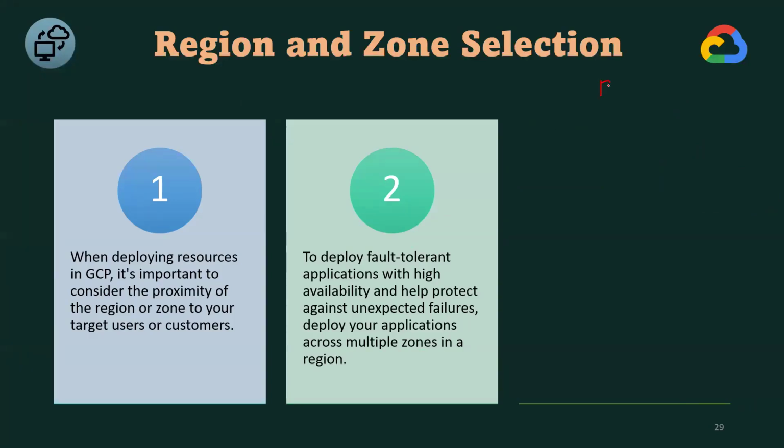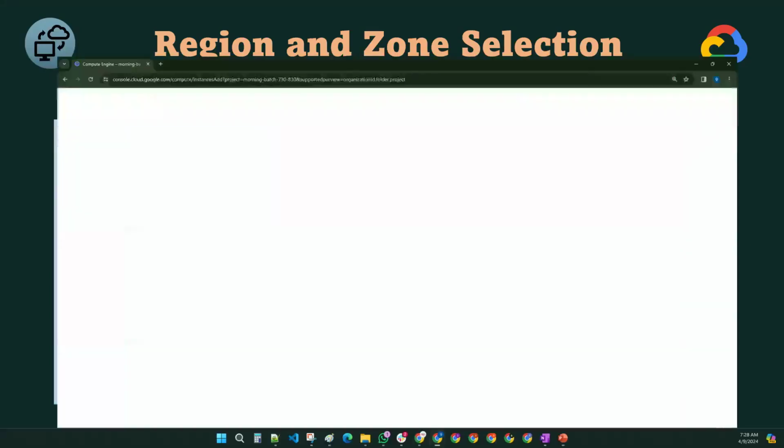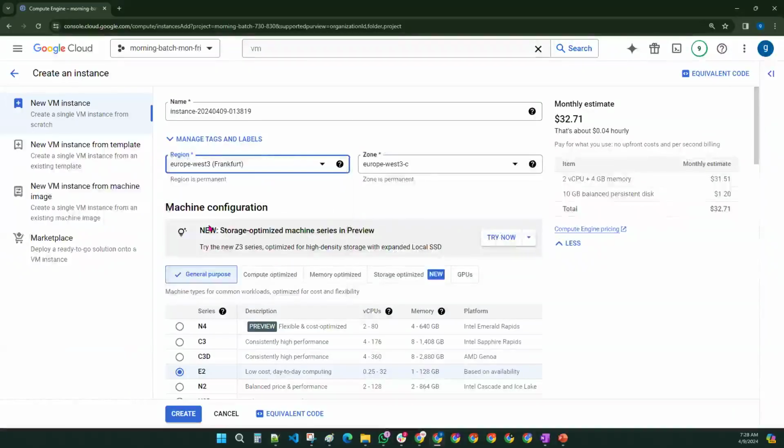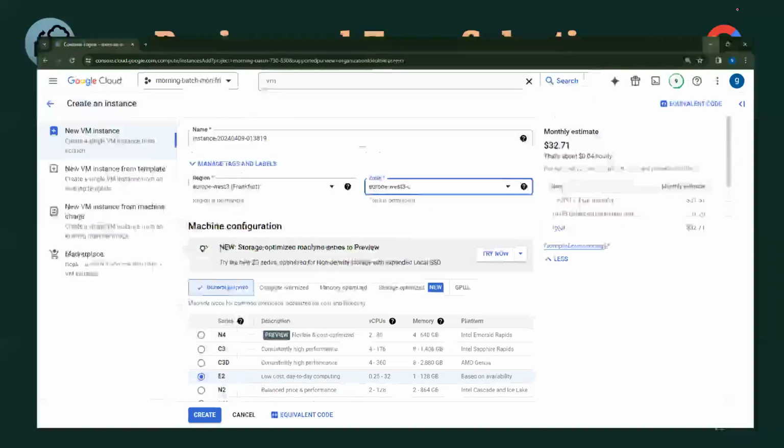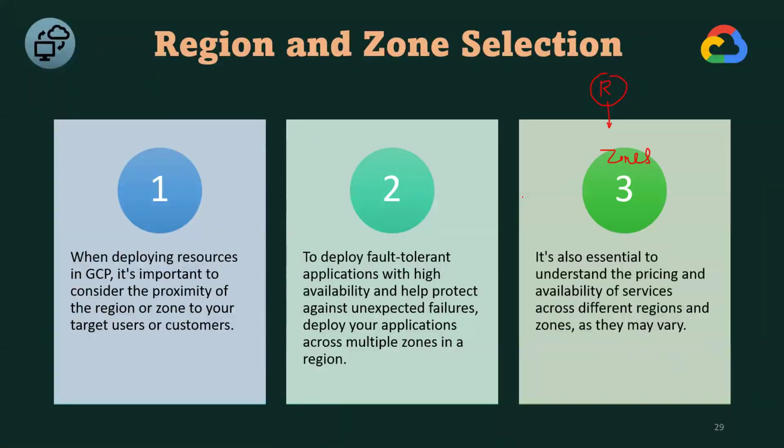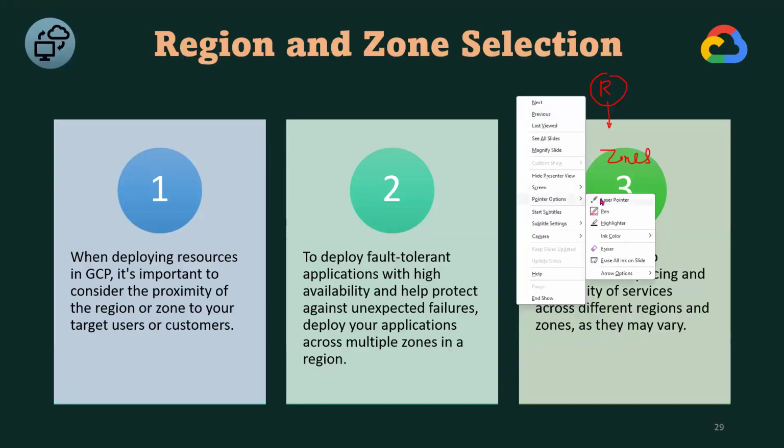So when you select a region, you will only have the options for the zones from that particular region only. You can't select cross zones. Okay, so for example, you can see here, you selected a region and you can only see the zones from that particular region. You can't select cross zones. Okay, so multi-zones is nothing but multiple zones within that particular region. Okay. Yeah, got it.